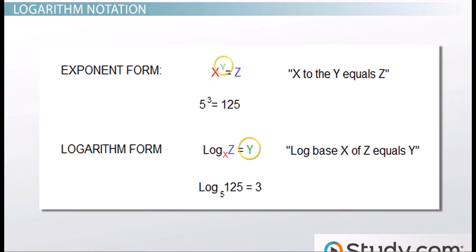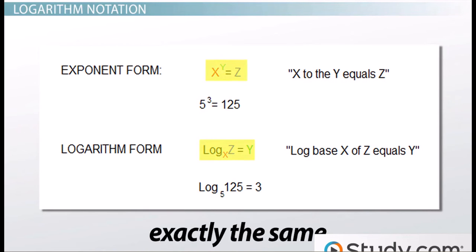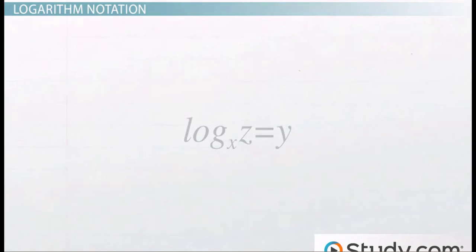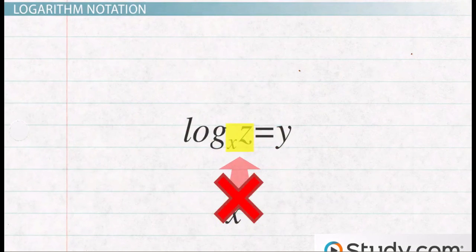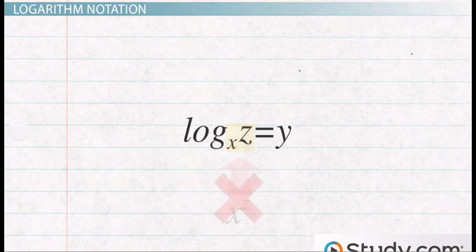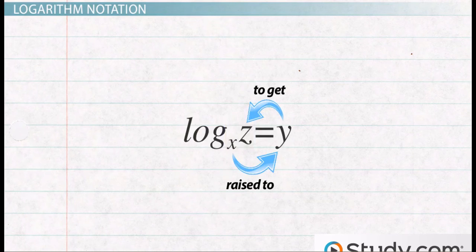This might look confusing at first, but it's just another way of writing the exact same concept. These two expressions are exactly the same. They're just two different ways of writing the same thing. Logarithm form can initially look like you're taking x to the power of z. This isn't what it means. Don't get confused by the fact that z is higher up on the line than x. X is the base, but you're raising it to the power of y to get z.